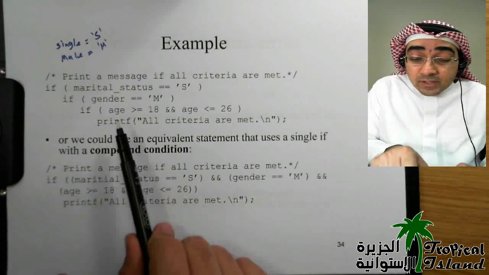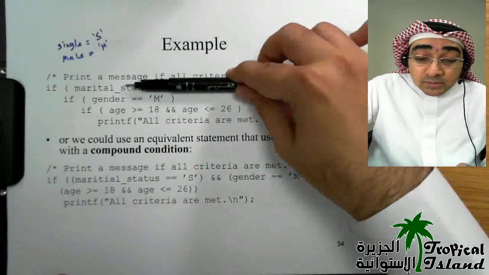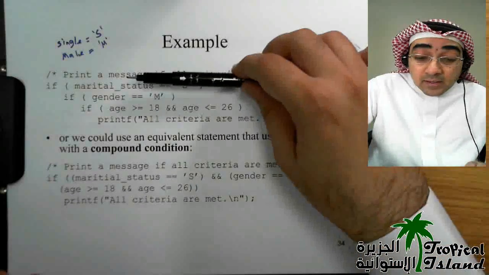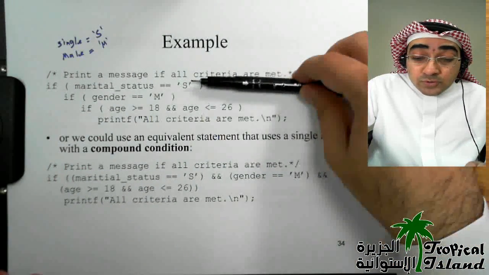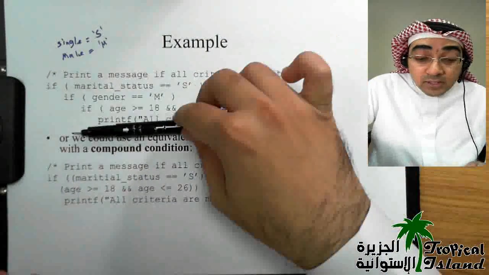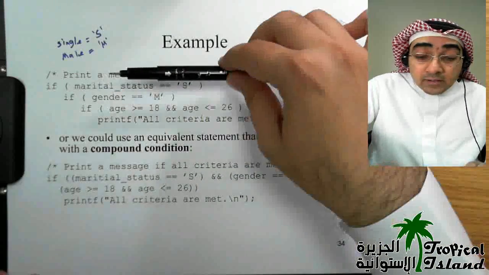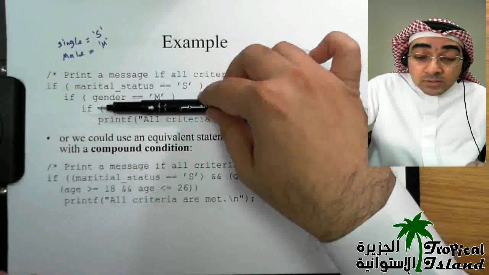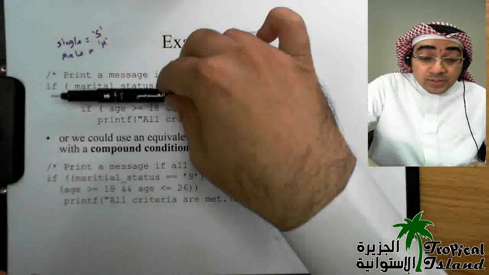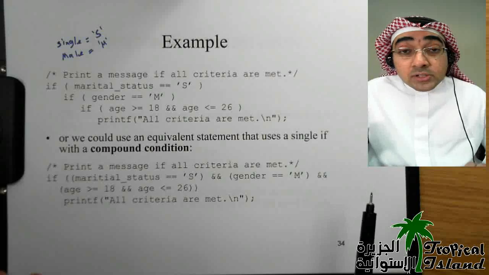Otherwise, if one of these conditions is not true, you're just going to jump out of the if. So if the marital status was married, for example, you're going to jump out directly from this statement. And if it was single and the gender was female, you're going to jump out of the if statement and continue your program. And if the age was not 18 to 26 and the gender was male and he was single, you will jump out of this if statement, so you'll never print this. So this is a nested if statement inside each other, which is doing the logic that I want it to do.